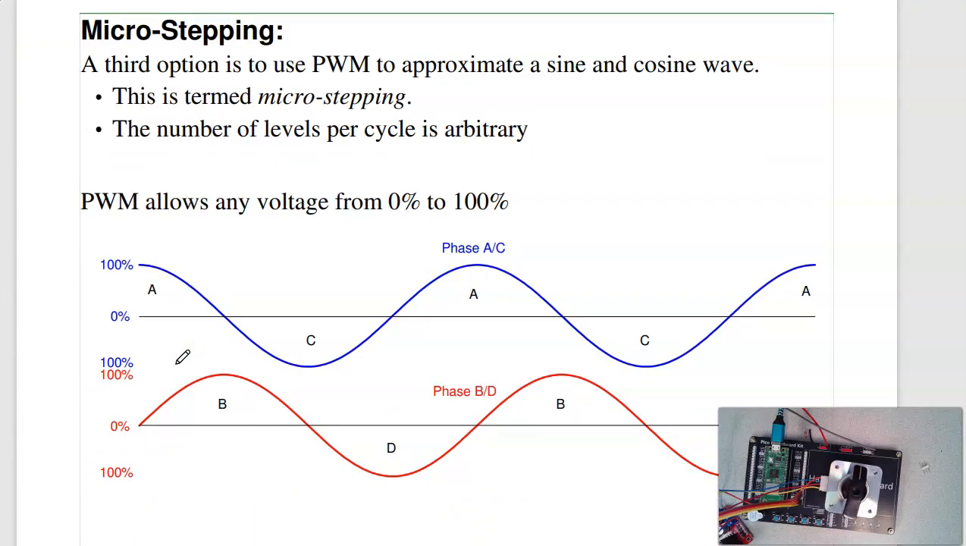There's also a thing called microstepping. Here the idea is what I really want to do is output a sine wave for A, sine wave for B, each one's 90 degrees out of phase. If I use PWM, I could approximate a sine wave by doing a PWM signal on A from 0 to 100%. Then when I want to go to minus A, I'll turn on C, 0 to 100%. Likewise for B and D.